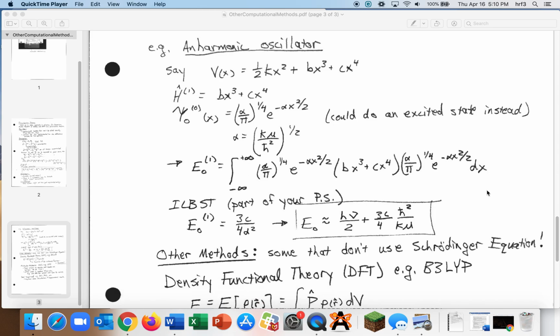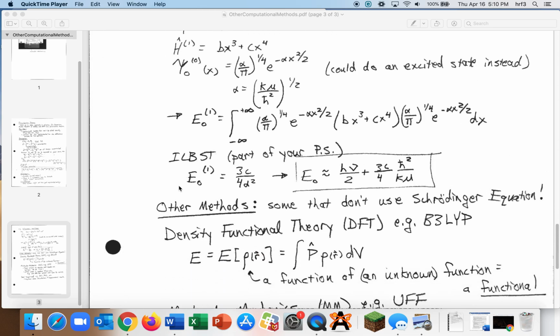And if you actually do this integral, it can be shown, and this is part of your problem set, that the first order correction to the energy is 3c over 4 alpha squared. Notice the b disappears. That's because this is an even function, and this is an even function, and this is an odd function, and you're integrating from negative infinity to positive infinity, so that ends up being 0. Anyway, so then the ground state energy for the anharmonic oscillator is the unperturbed energy h nu over 2 plus this correction term.